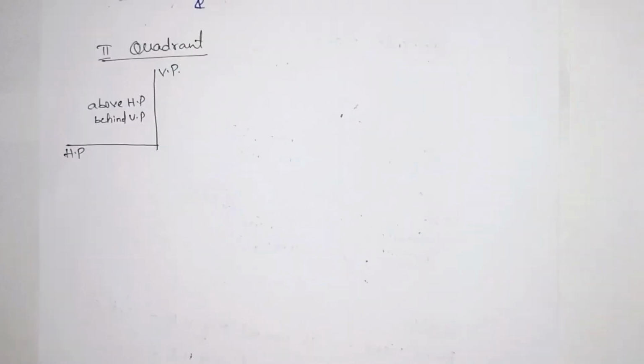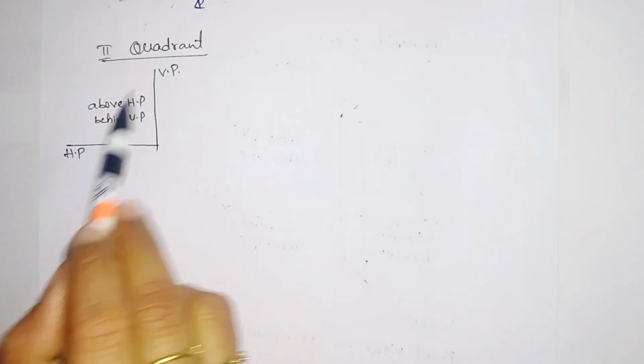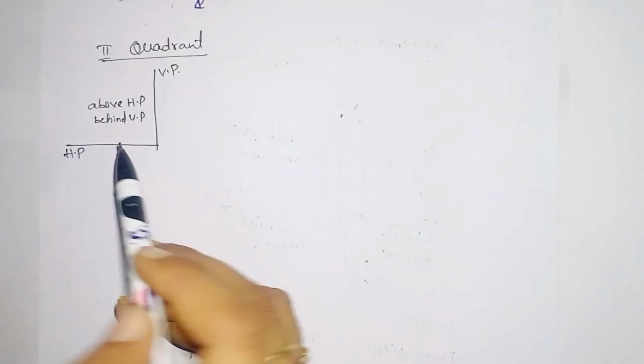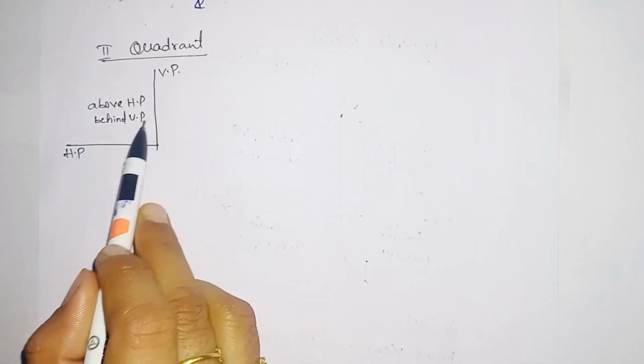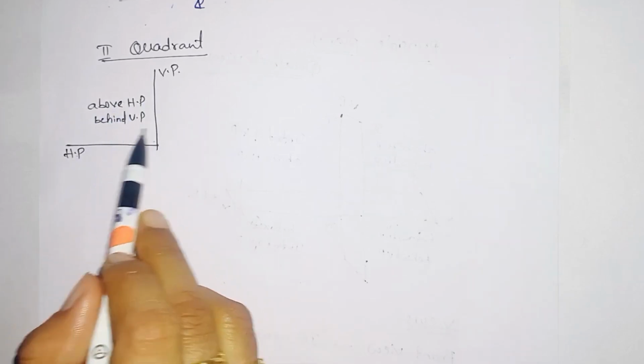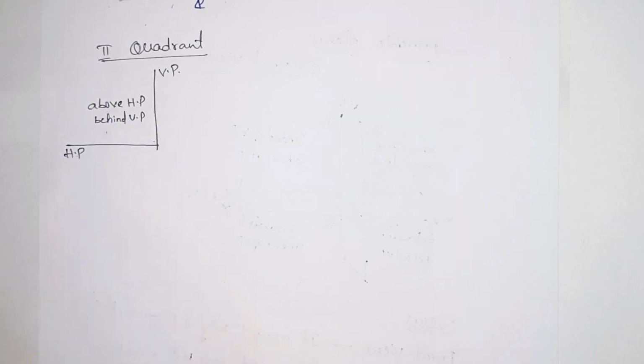Now let's move to the second quadrant. Draw only the second quadrant diagram. Why? Because we have to discuss them one by one. The second quadrant is above HP and behind VP. Above HP, behind VP. This is the second quadrant.